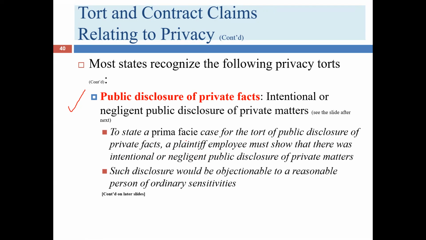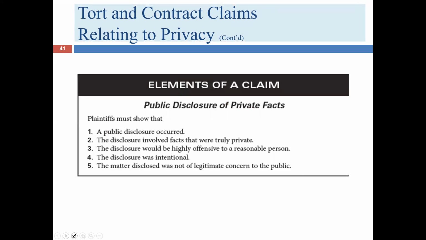So in order to advance this theory, the plaintiff must show that there was an intentional or negligent disclosure of the private facts and that it was objectionable to a reasonable person. So there has to have been a reasonable expectation of privacy with respect to those facts. And again, here is the description of how that would be. You can see here in the formal definition, the matter disclosed was not of legitimate concern to the public.